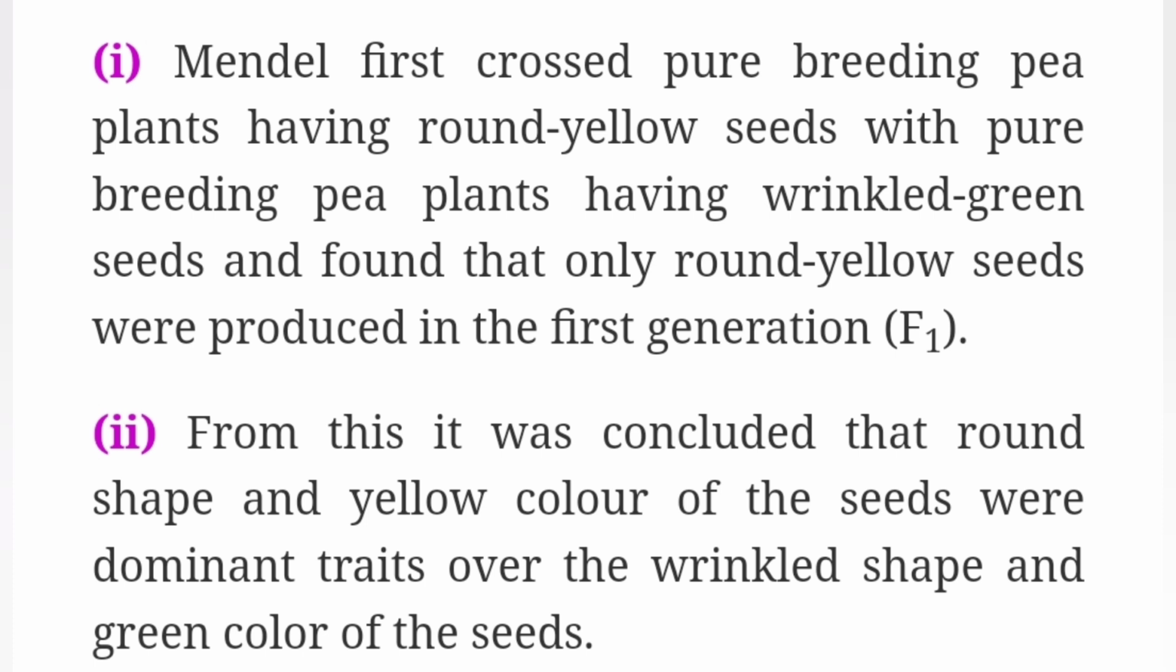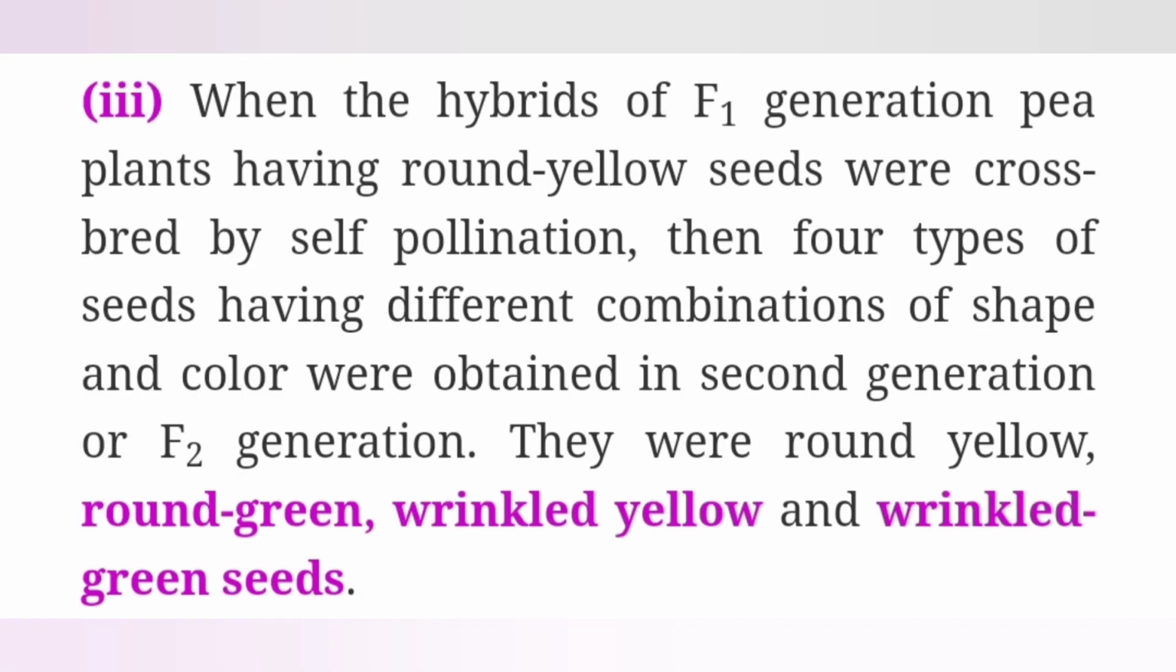Second point, from this it was concluded that round shape and yellow color of the seed were dominant traits over the wrinkled shape and green color of the seeds. Third point, when the hybrids of the F1 generation pea plants having round yellow seeds were cross-bred by self-pollination, then 4 types of seeds having different combinations of shape and color were obtained in the F2 generation. They were round yellow, round green, wrinkled yellow and wrinkled green seeds.